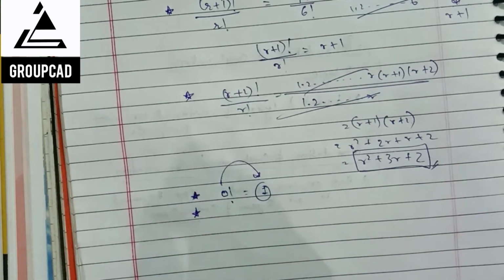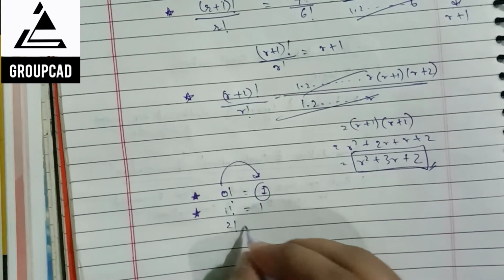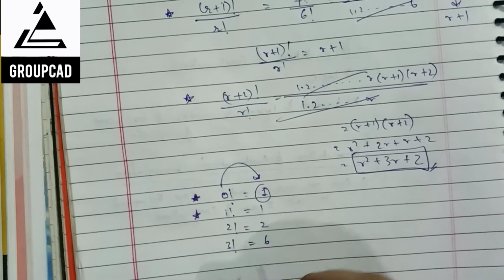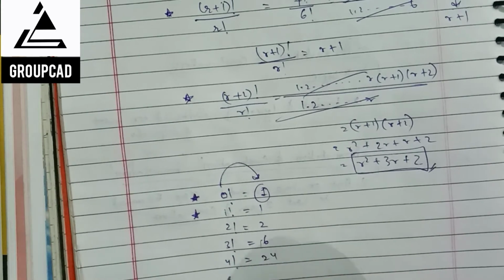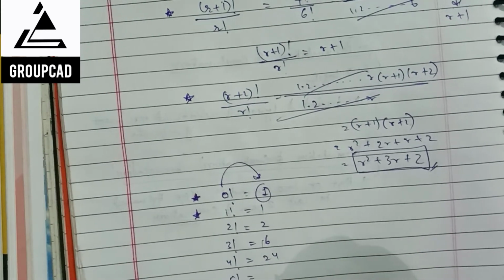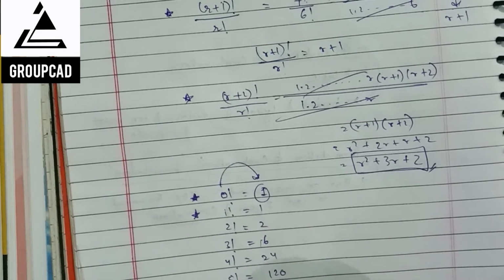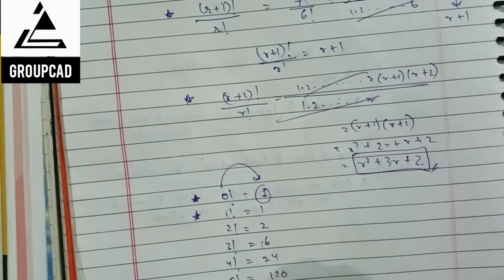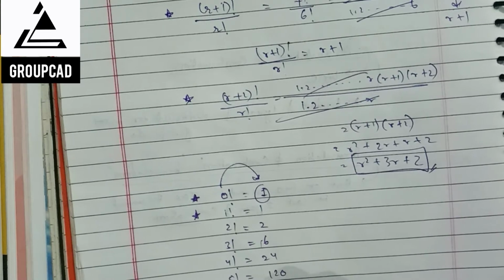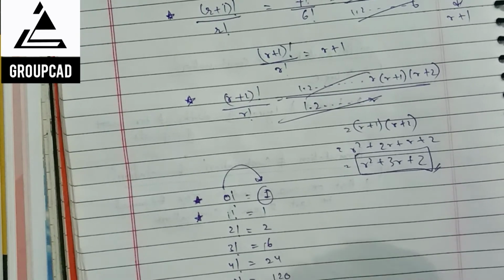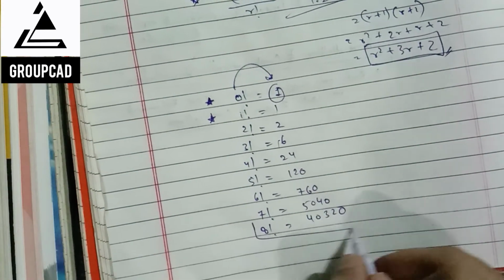Permutation and combination for JEE. So 1 factorial is equal to 1, 2 factorial is equal to 2, 3 factorial is equal to 6, 4 factorial is equal to 4 times 6, which is 24. 5 factorial is equal to 120. 6 factorial, I guess 720. This you have to learn. 7 factorial is equal to 5040. 8 factorial is 40320. I guess you all know. So till 8 factorial it is okay.